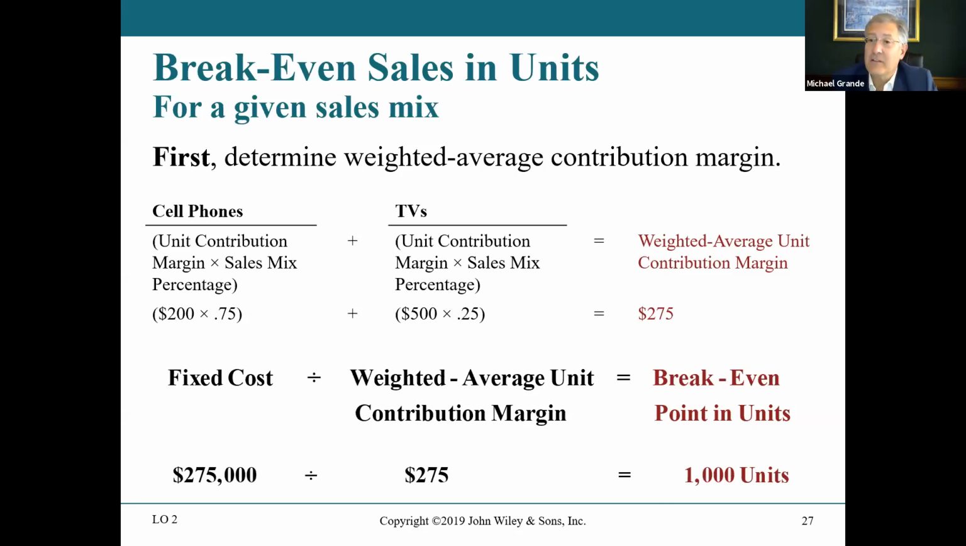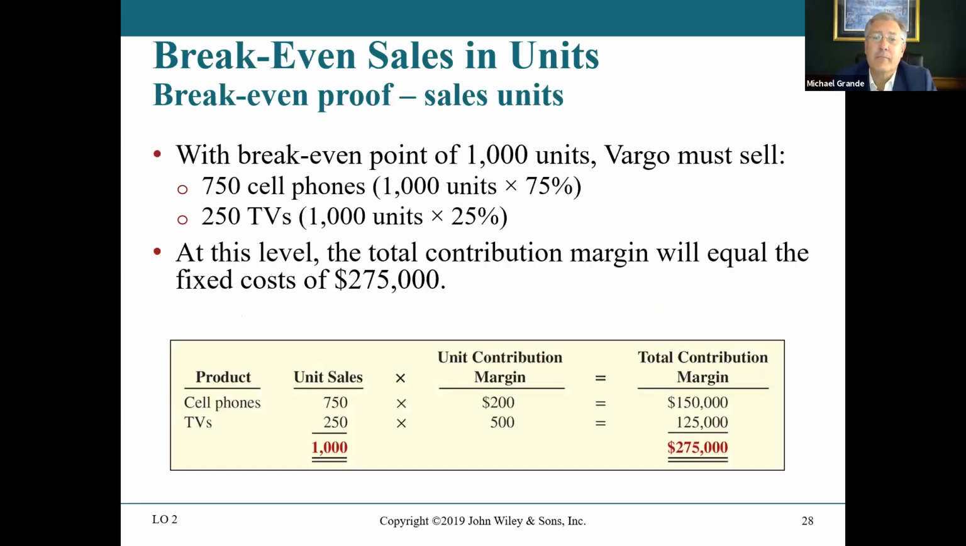Well, go back to the sales mix. Remember, it was 75-25. So they're going to sell 750 cell phones, 75%, and they're going to sell 25% TVs for the 1,000 units. Multiply it times the contribution margin for each one of these things. There's the contribution margin to be achieved. Remember, fixed costs were $275,000. Your break even. Contribution margin minus fixed cost equals net income.